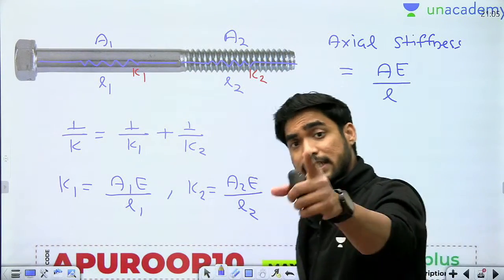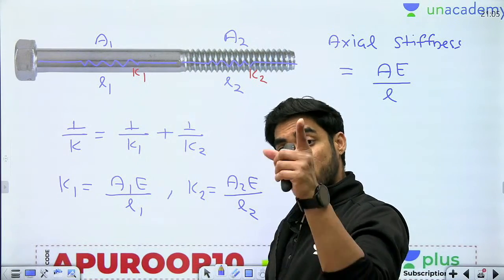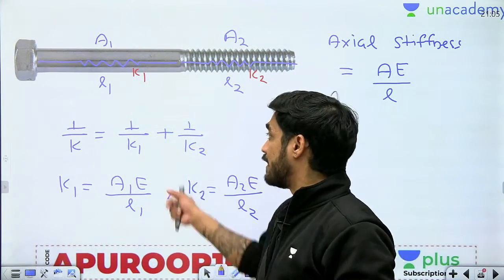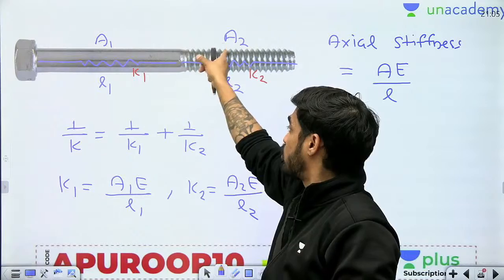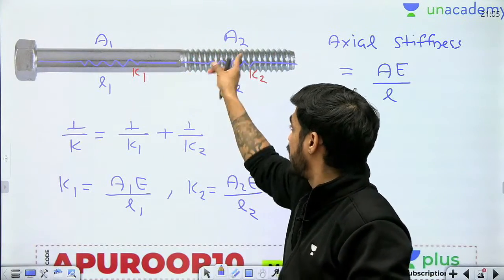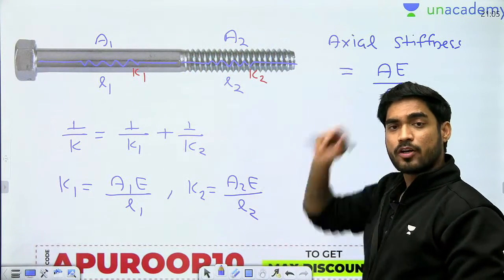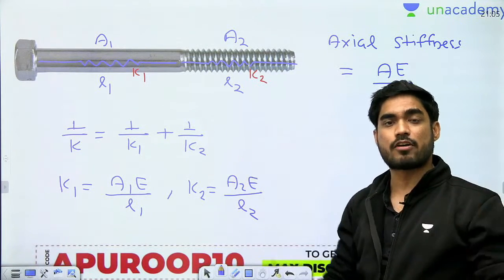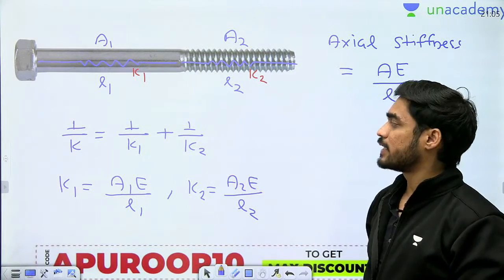Okay. There is a question in GATE based on this concept. इस concept के ऊपर GATE में question आ चुका है. They will give you the area of the unthreaded portion and threaded portion, the length of the unthreaded portion and threaded portion, and Young's modulus, and they will ask you to calculate the stiffness of the bolt. So this is how we calculate the stiffness.